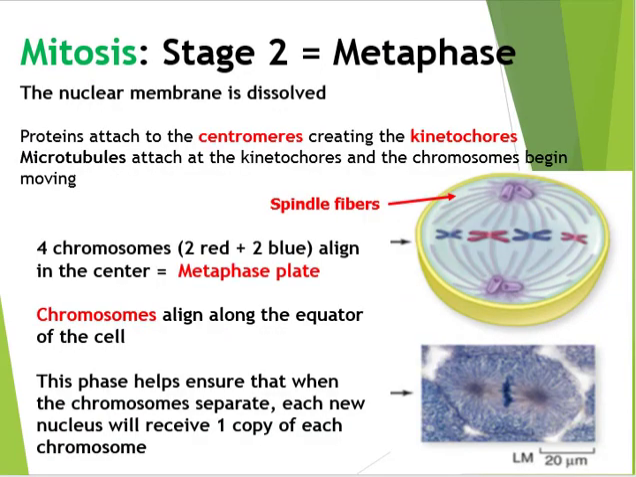So M for metaphase would be stage 2, and the nucleus is completely gone now at this point. The chromosomes are aligned in the middle of the cell, kind of along the equator, and you can see that the mitotic spindles are at the north and south poles, and those spindle fibers are getting really long. They're reaching out towards the equator, towards the chromosomes. These proteins will attach to the centromeres, creating the kinetochores and microtubules that attach, and the chromosomes begin moving. All the chromosomes are aligned along the equator of the cell. This phase helps ensure that when the chromosomes separate, each new nucleus in the daughter cell will receive a single copy of each chromosome.